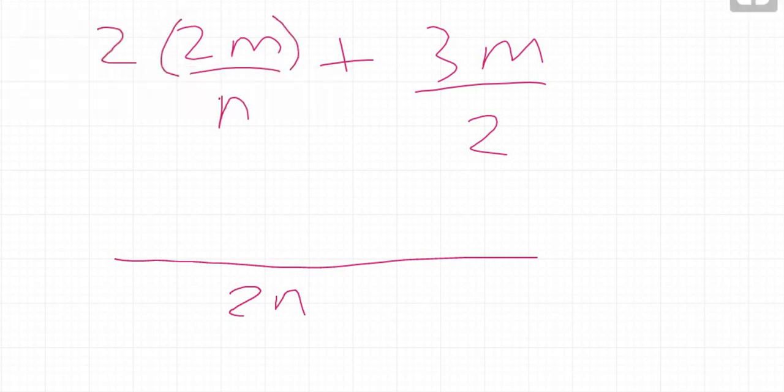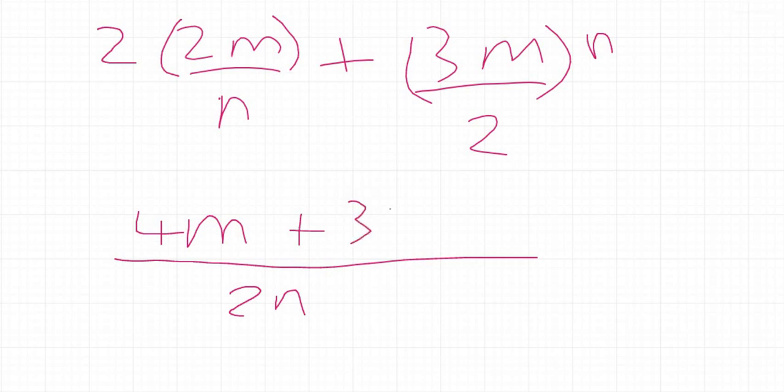So we take that 2 and we multiply by the numerator. So we say 2 times 2m, that will give us 4m. We do the same thing: 2 into 2n will give us n. We take the n and we multiply by the numerator. So n times 3m will give us 3mn.